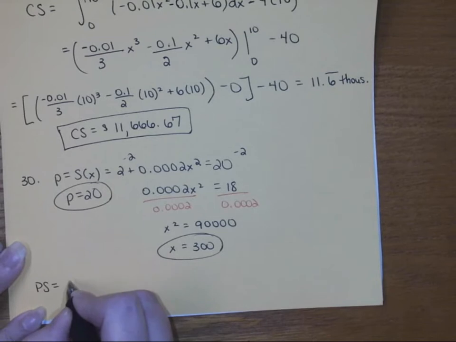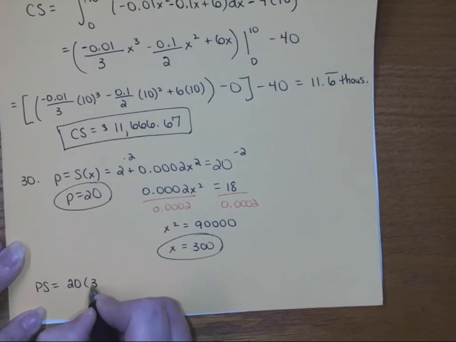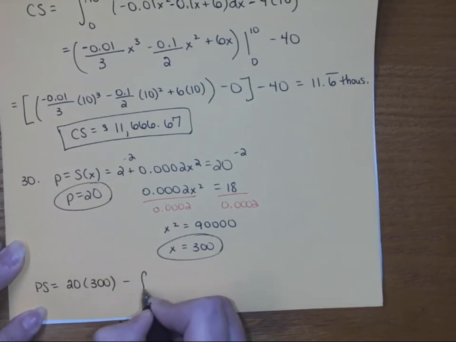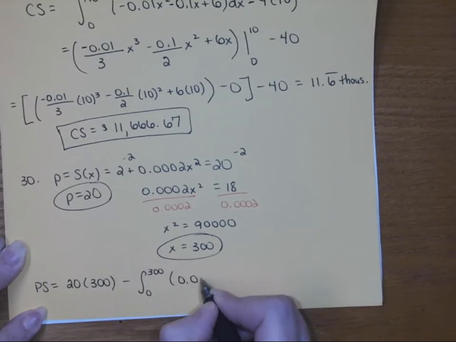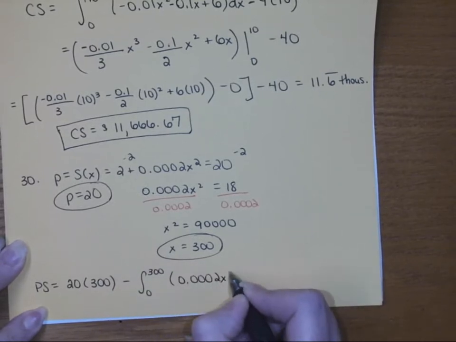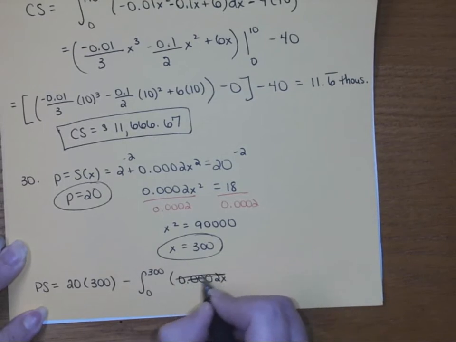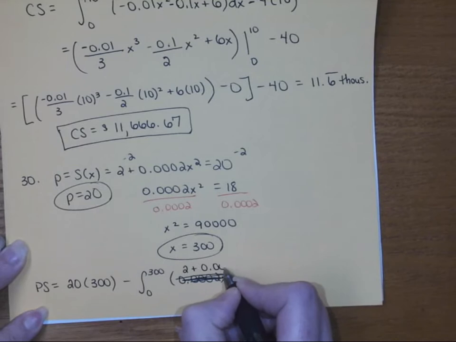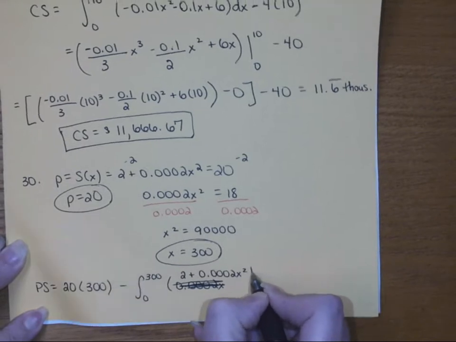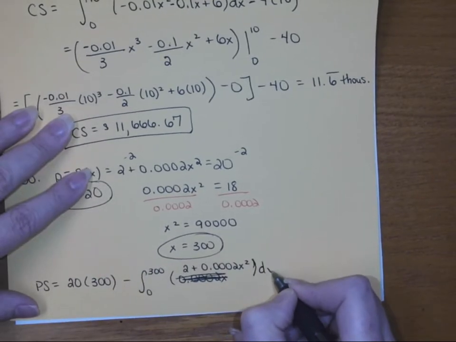The difference between producer surplus is these numbers are out to the front. So it's 0 to 300 of the equation you were given. I forgot the 2. So it's 2 plus 0.0002 x squared dx.